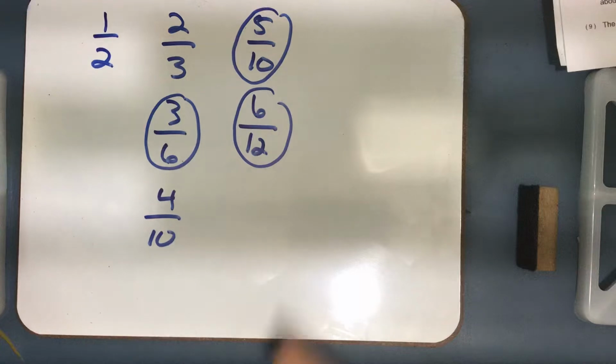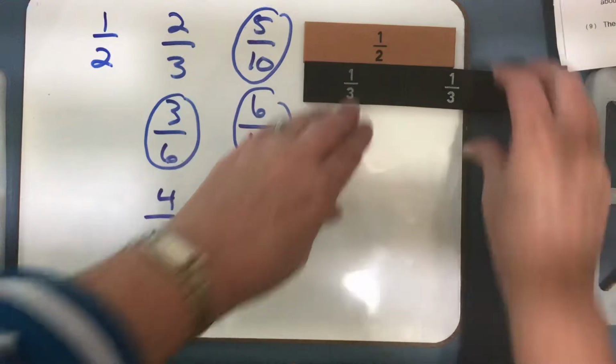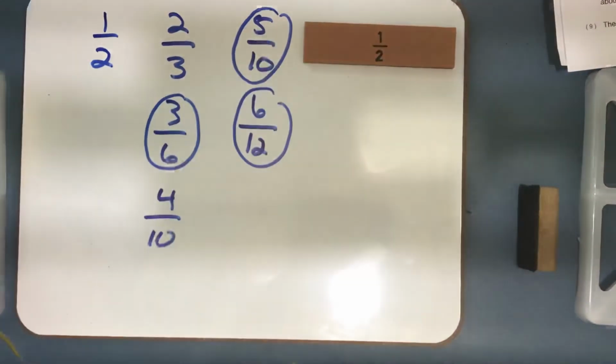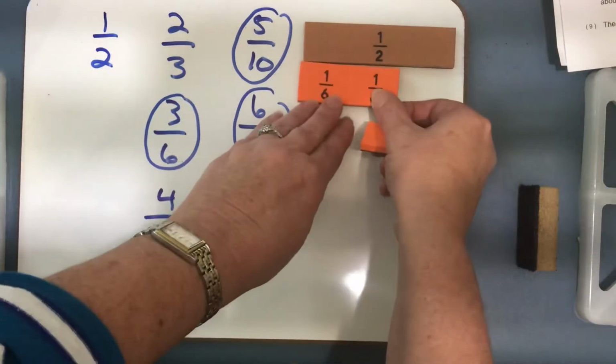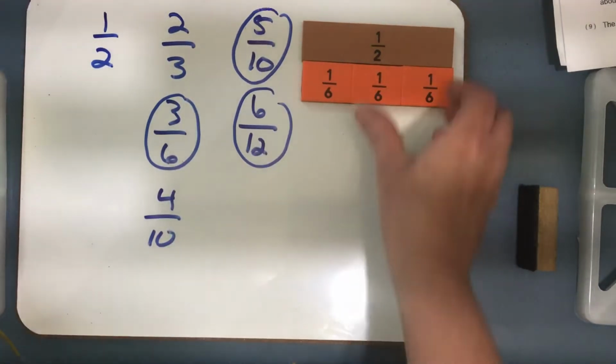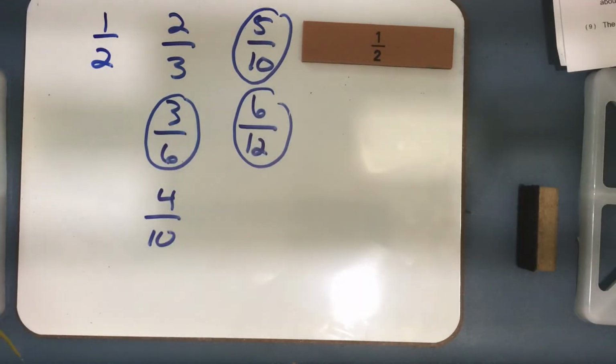Okay, so here's 1/2 right here. And here's 2/3. I can see that 2/3 is larger than 1/2. Okay, and then we have 3/6, which I said is equivalent. So let me just show you that it is. There's 3/6 is equivalent to 1/2. And then we have 4/10 and 5/10. We said that 5/10 was equivalent, but not 4/10.